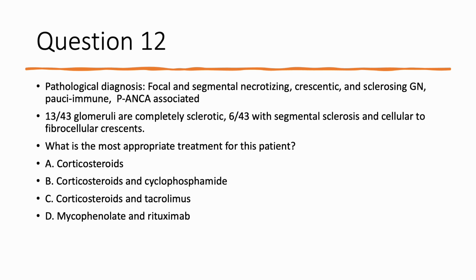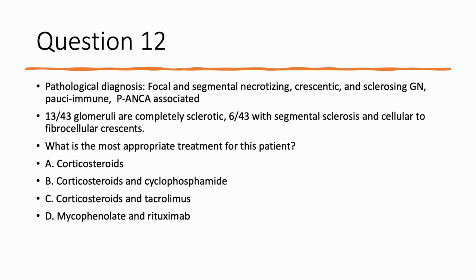Glomerulonephritis is pauci-immune. Pauci-immune meaning on the immunofluorescence microscopy, it's very close to negative. Okay, you don't see IgA or IgM or IgG, C1q, kappa, lambda, etc., and it's P-ANCA-associated. So this is the pathological diagnosis. The clinical diagnosis is microscopic polyangiitis, like we said.